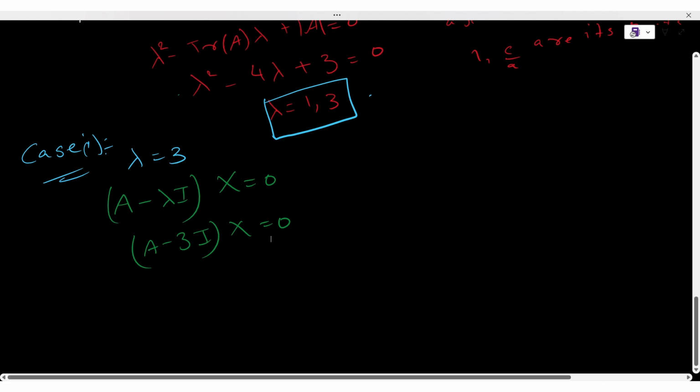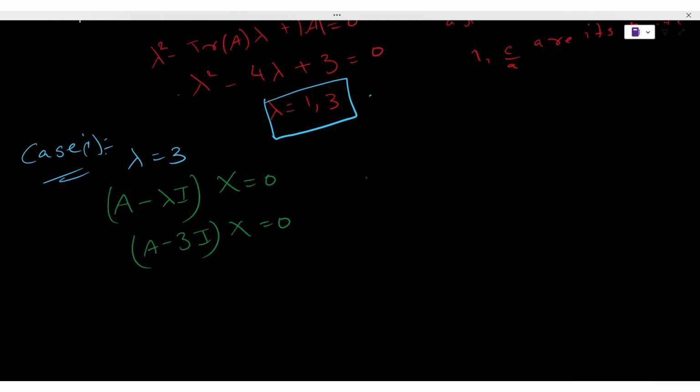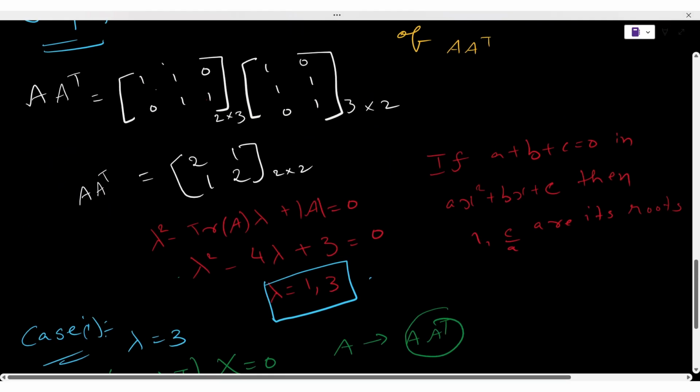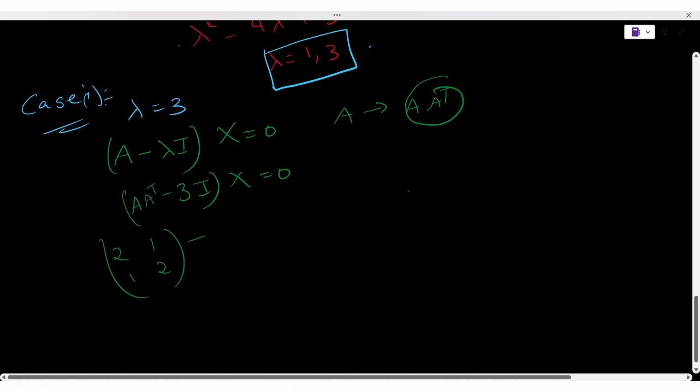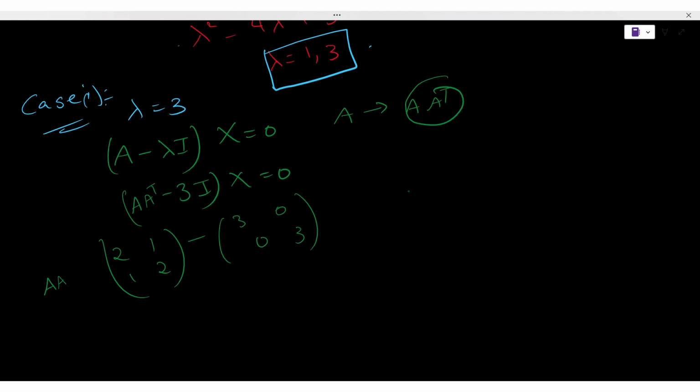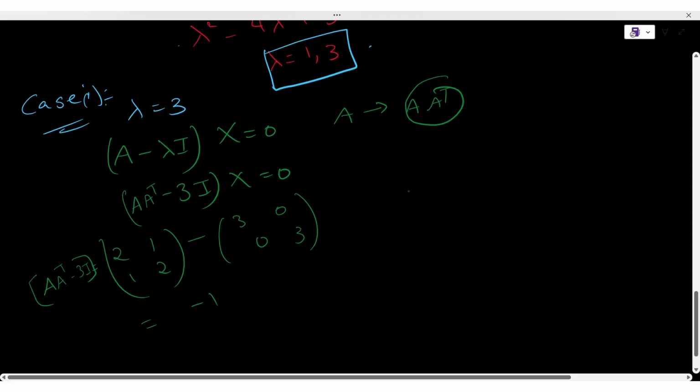What is A? Here remember that A is nothing but A into A transpose. Since we are finding the eigenvector of A into A transpose, you have to replace A by A into A transpose, right? So write it A into A transpose minus 3I. What is A into A transpose? See, 2 1 1 2 minus 3 0 0 3. This is A into A transpose minus 3I matrix. So this is equal to minus 1 1 1 and minus 1.